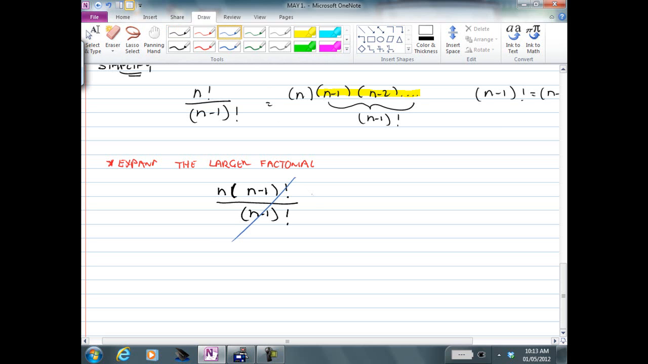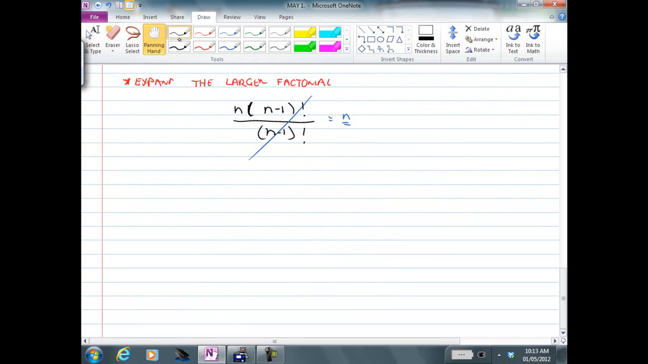And you're left with n. Very nice. No tricks. Try this. A bit more challenging. All you're going to do is simplify. That's all I'm going to ask you to do.